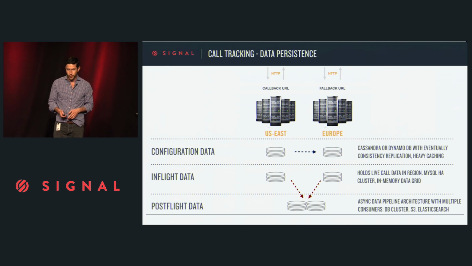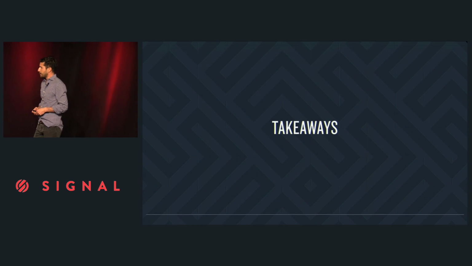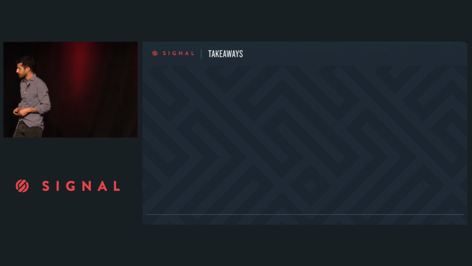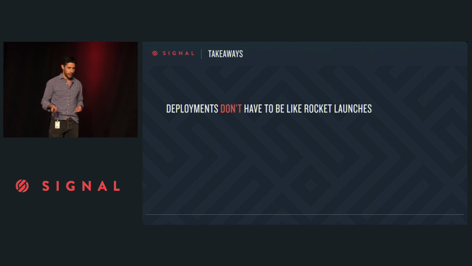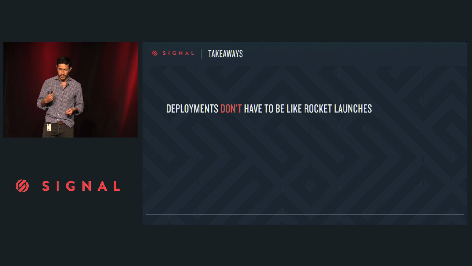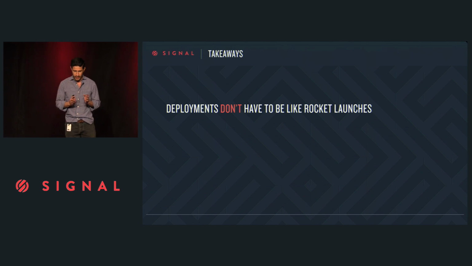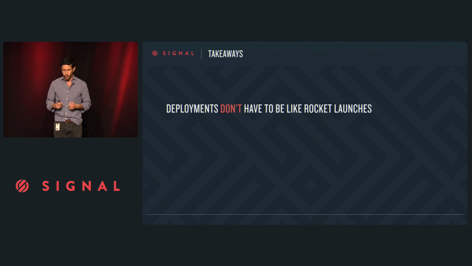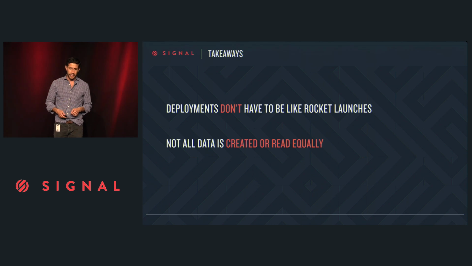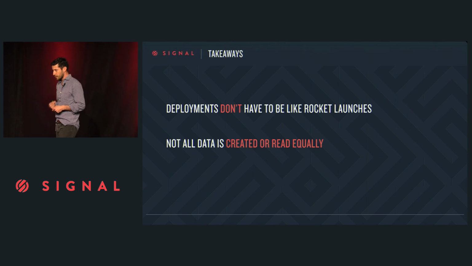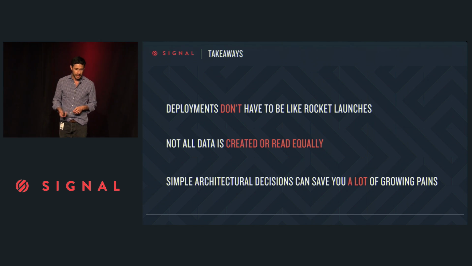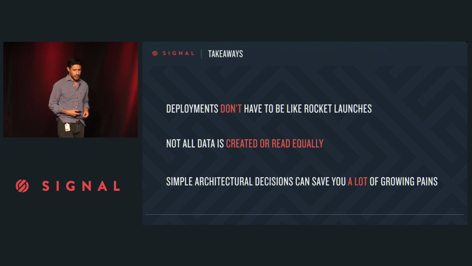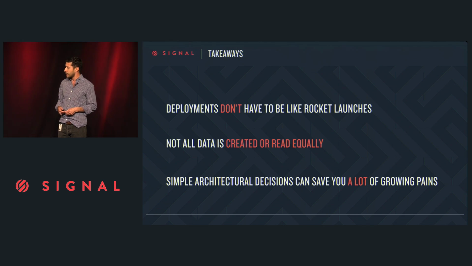So before we leave, three takeaways. The first one, deployments don't have to be like rocket launches. With software, you have the ability to deploy incrementally, to deploy in very, very small pieces of code. It doesn't have to be all or nothing. Not all data is created and read equally. Really think hard about the requirements around the data and split them. That will help you scale. And then simple architectural decisions early on can save you a lot of growing pains going forward.